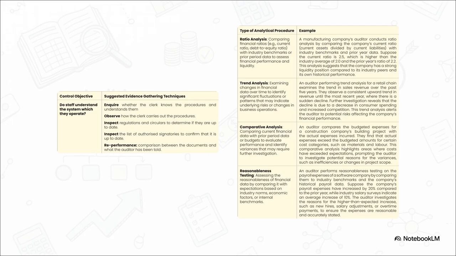So what does this look like in the real world? Well, for a test of control, we might stand there and observe a clerk to ensure they're properly signing off on travel claims. But then we shift gears for the substantive testing. Here, we might run some hard trend and ratio analysis, maybe comparing their current payroll numbers to industry benchmarks, to substantively prove that the final financials actually make sense in context. It's a classic 1-2 punch. Observe the process, then ruthlessly analyze the data.